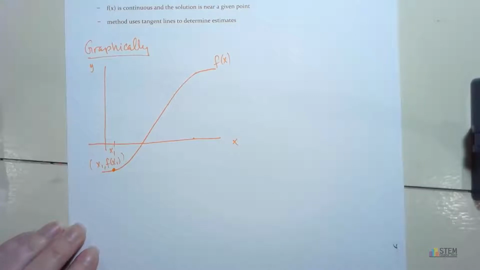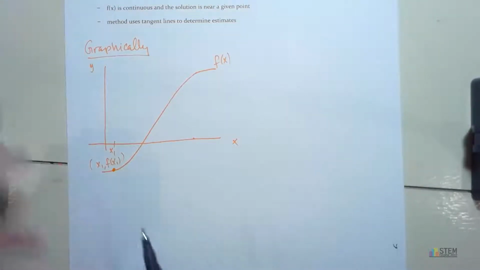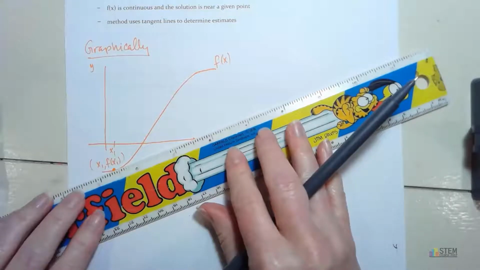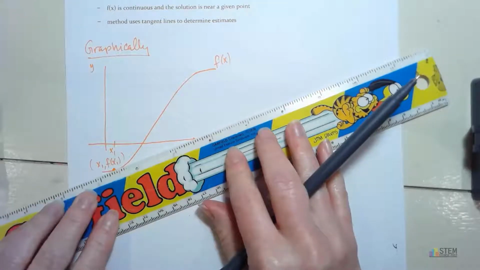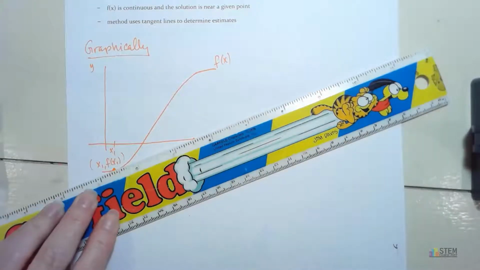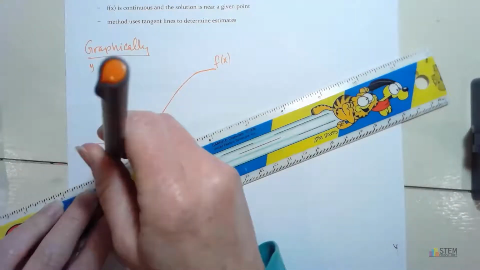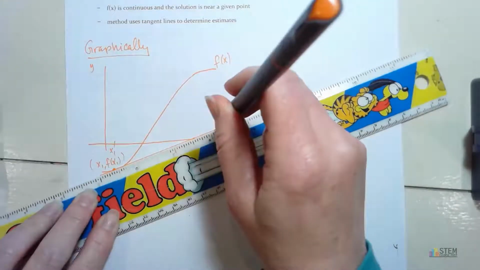Now what I'm going to do is draw a tangent line right here at this point, and it will cross the x-axis. I know y'all love my ruler. This thing is really old, but it was my brother's. I borrowed it and never gave it back. Okay, so let's draw this line right here.